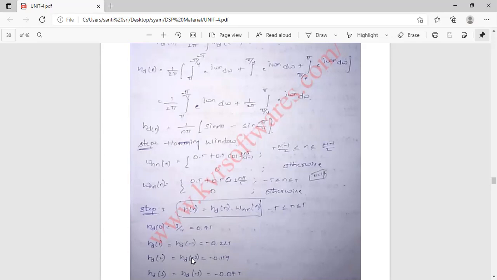So step 3 is h of n equal to hd of n into wh of n from minus 5 to 5. So hd of 0 is equal to, that is n is 0, 1 by 0 tends to 0. Sorry, that is sin 0 minus sin.